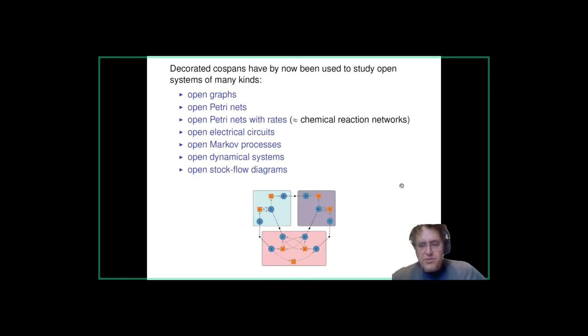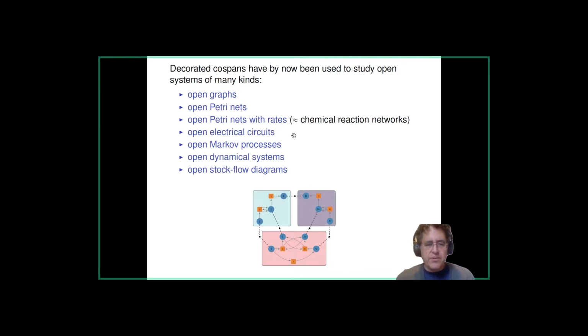So he developed this general theory, and by now decorated Cospans have been used to study lots of different kinds of open systems. So I'll start out by talking about open graphs, which is sort of the mathematically simplest example, where you just have a graph as your type of network or open network that you're sticking together. But there are things called Petri nets that are widely used in computer science, and you can study them as open systems. There are open Petri nets where the so-called transitions of the Petri nets have rates, and those are more or less the same thing as what are called chemical reaction networks, where you describe how a bunch of different chemicals can react at various rates and turn into other chemicals.